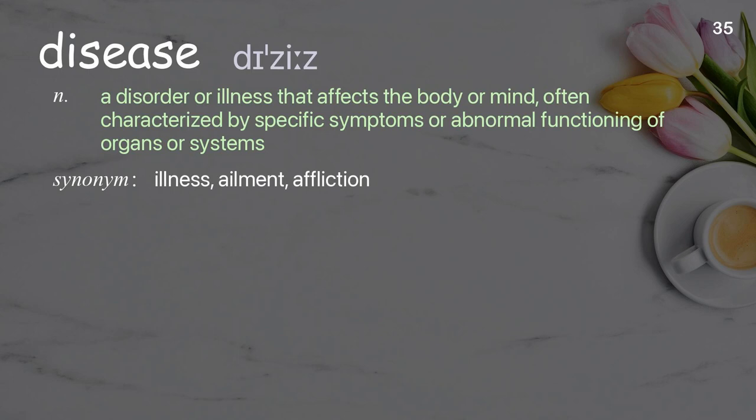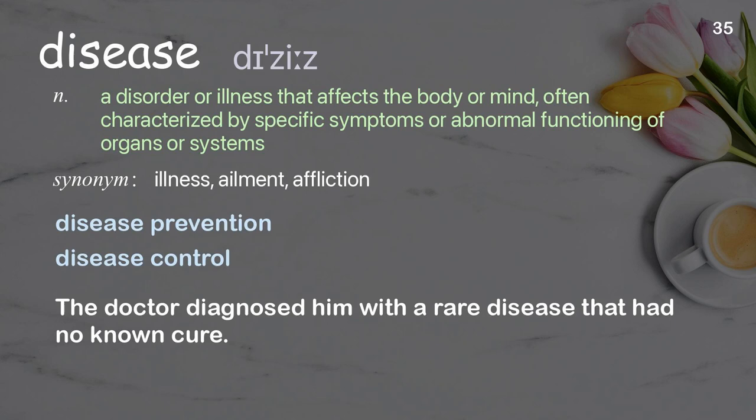Disease. A disorder or illness that affects the body or mind, often characterized by specific symptoms or abnormal functioning of organs or systems. Examples: disease prevention, disease control. The doctor diagnosed him with a rare disease that had no known cure.